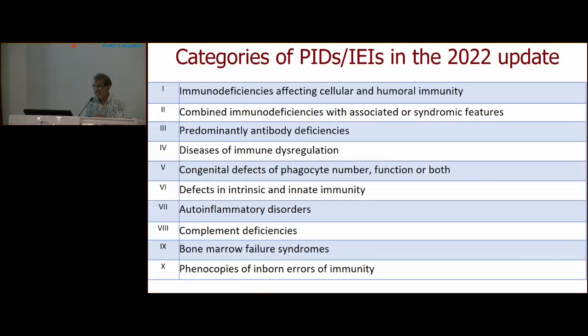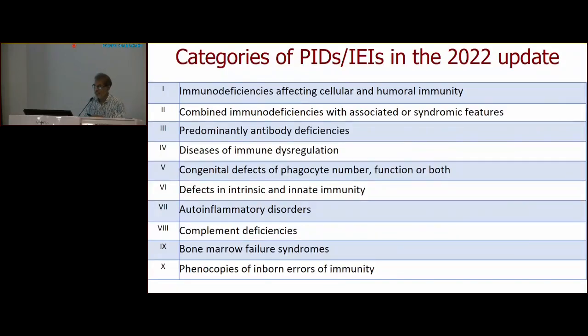The fourth category is the diseases of immune dysregulation, in which you have got disorders like familial HLH and autoimmune lymphoproliferative syndrome. The fifth category is congenital defects of phagocytic number or function. In this, the disorders associated with defects in number are the different neutropenias, the severe congenital neutropenia, and the disorders affecting function are chronic granulomatous disease, where there's a defect in the oxidative burst, or leukocyte adhesion deficiency, where there is a defect in leukocyte adhesion and egress from circulation to sites of infection.